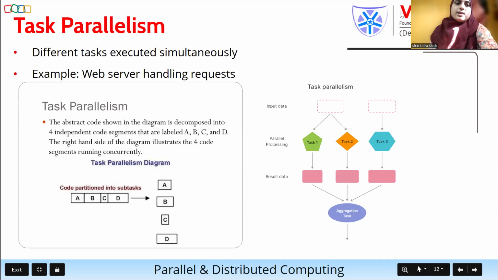Now, task parallelism. It is another type of parallelism. Task parallelism means different tasks are executed simultaneously, so each processor performs a different function. For example, in a web server, one thread handles user requests, another manages database access, and another handles logging. The advantage is that it is suitable for complex applications and good for multifunctional systems. The limitation is that tasks may depend on each other, causing synchronization issues. The key idea is that different tasks run at the same time.